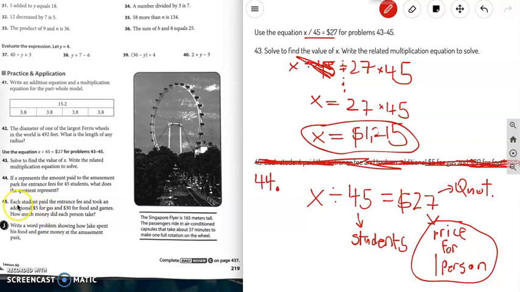And 45, each student paid the entrance fee and took an additional $5 for gas and $30 for food and games. How much money did each person take? So to solve this, you're going to add the entrance fee, which is $27, to the $5 for gas and $30 for food and games, and that will give you the answer. It's just addition. And for J, write a word problem showing how Jake spent his food and game money at the amusement park. So you're going to write your own word problem talking about how a student named Jake spent money at the amusement park.